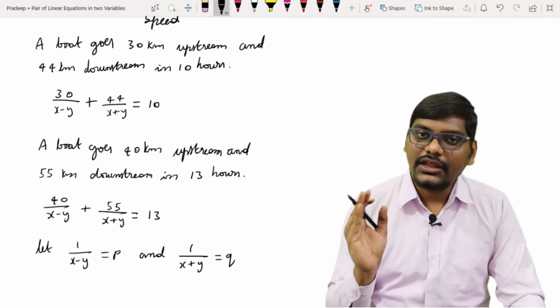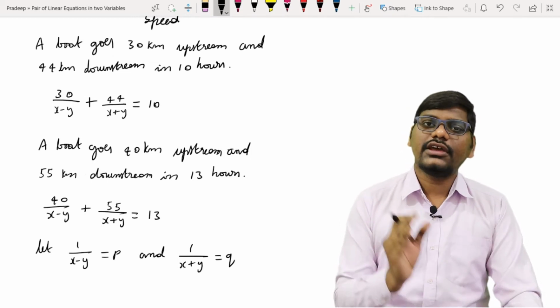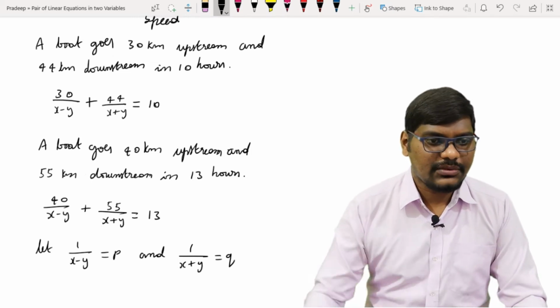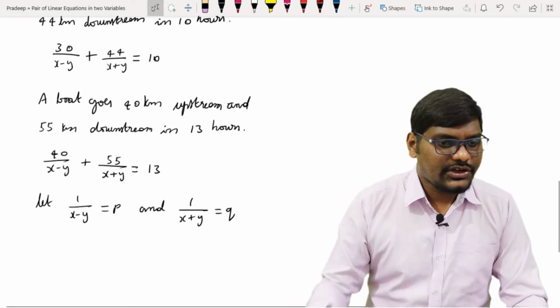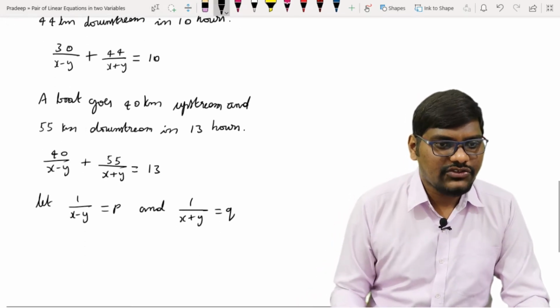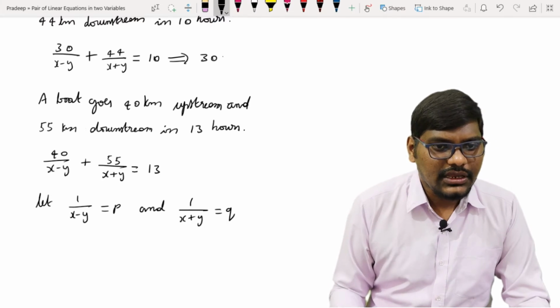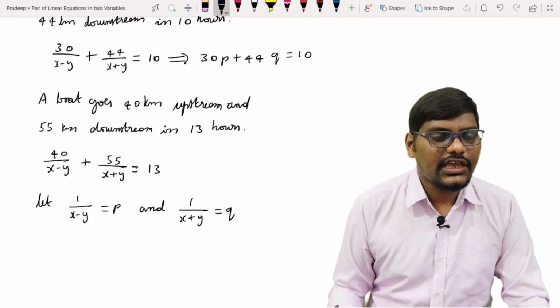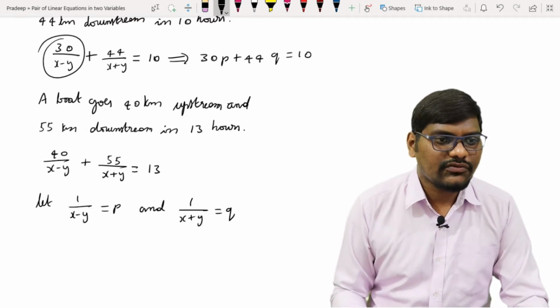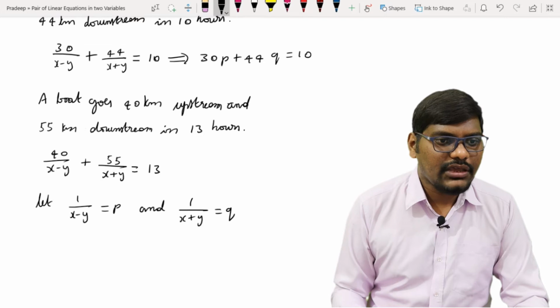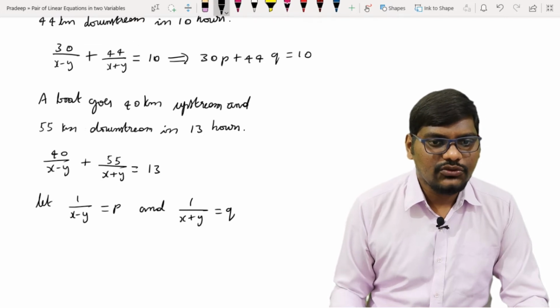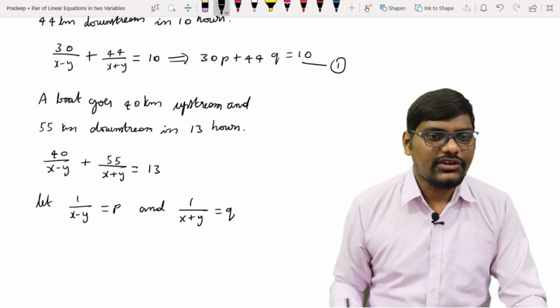Wherever 1/(x+y) is there, we will take it as q instead of 1/(x+y). So we'll just substitute q. So we'll frame the equation. Here this equation will become 30p + 44q = 10, the equation which is formed, where 1/(x-y) is becoming p and 1/(x+y) is q. So let's say this is the first equation.